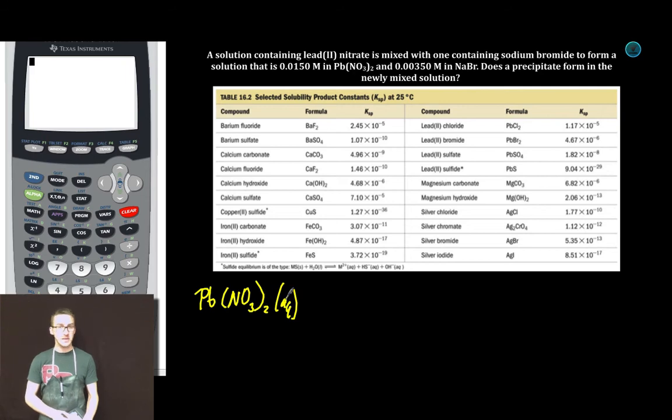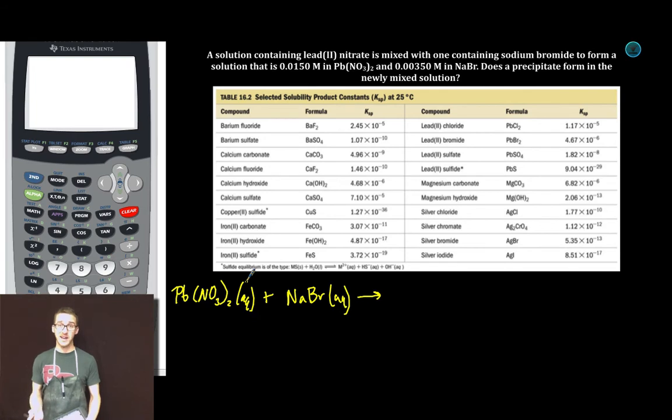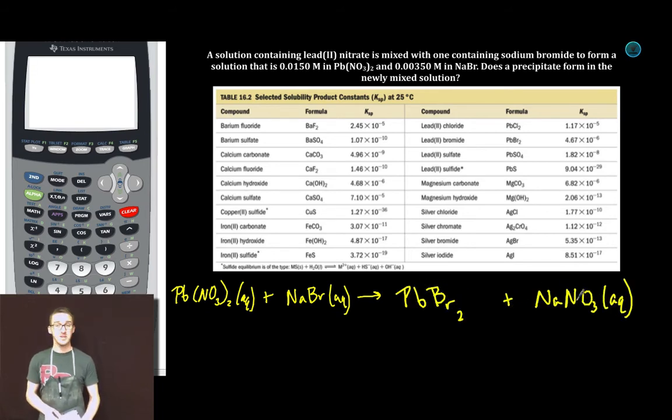Lead-2 nitrate, and it's going to be aqueous because all salts containing nitrate are highly soluble. One of those solubility rules you gotta know. We mix it with sodium bromide, also aqueous. That sodium ion, dead giveaway for a salt that's going to be highly soluble in solution. Hopefully you recognize we're setting ourselves up for a precipitation reaction. Double replacement. We're going to form lead-2 bromide and sodium nitrate. The sodium nitrate, we should know, highly soluble.